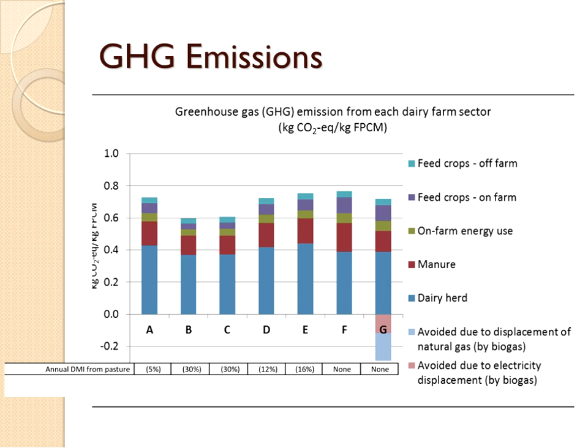So the numbers are, if we look at the carbon footprint, not a lot of difference. So A, D, E, and F. So this is our conventional confinement system. Not a lot of difference across these. The really ultra pasture system with seasonal calving does have a lower carbon footprint.